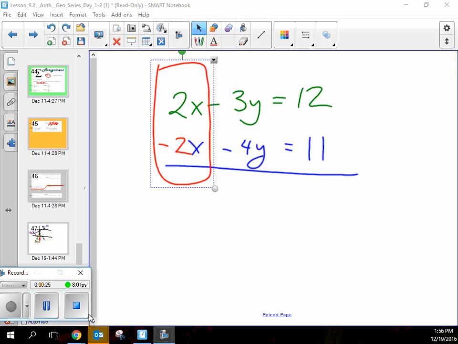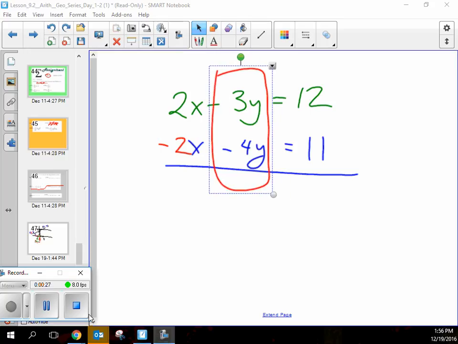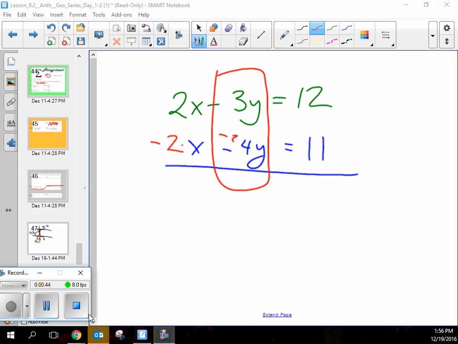That's called elimination. But this time, without that -2 there, it's not so easy. But she just told us what to do. Multiplied by -2. Here, and here, and here. So do that on your paper right now.